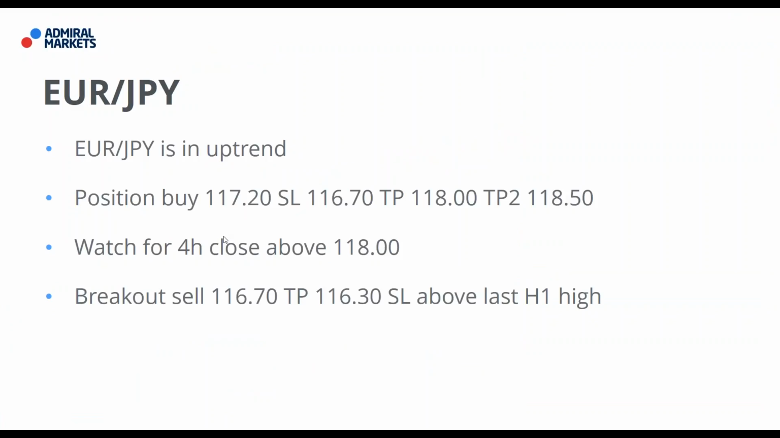Euro yen, the analysis that I did today, yen pairs are going up, even if euro dollar drops, if it's rejected or if it makes a retracement, euro yen should gain strength because of yen weakness. But euro yen could see a buy from 170.20, stop 116.70, TP 118, TP 280.50. We should watch for a 4-hour close above 118, because if it breaks and closes above 118, it should go to 118.50. Breakout sell 116.70, TP 116.30, stop loss above last 1 hour high. Okay?